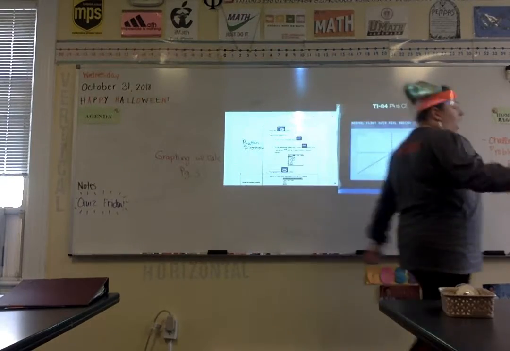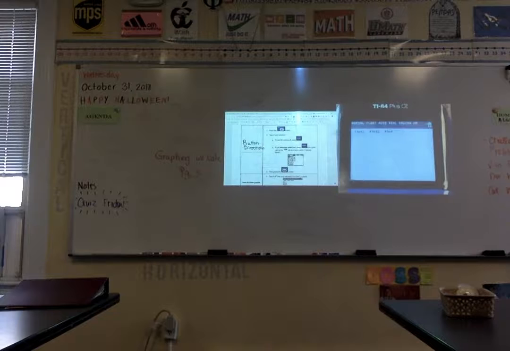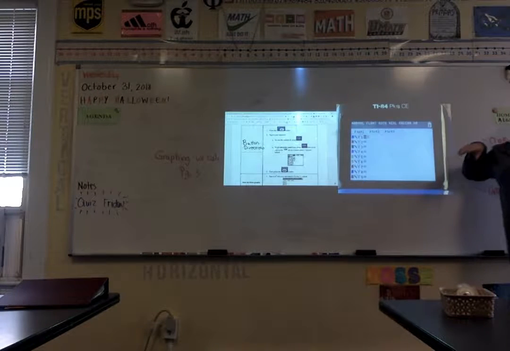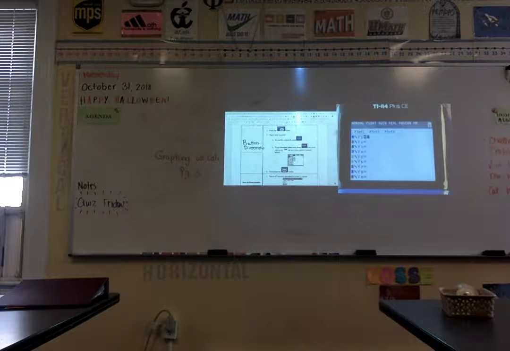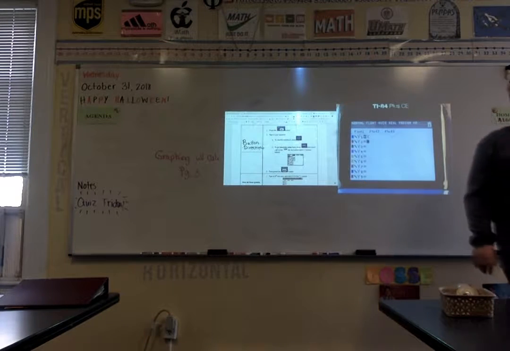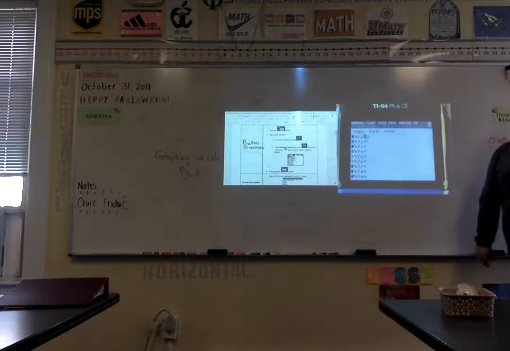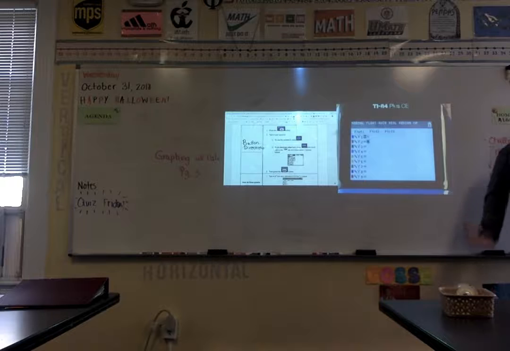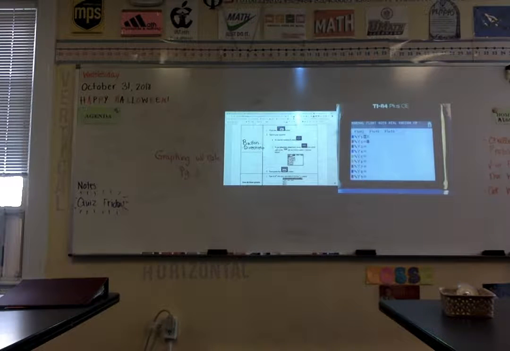I want you to press Y equals again. So you should have Y1 as equal to X. Everyone got that? Do not clear it. Press the down arrow. Okay? We're going to type in a quadratic function. What does a quadratic function have to have? Square, not square root. Squared. So it has to have an exponent of 2. So you're going to type in X again. And then hit which button?